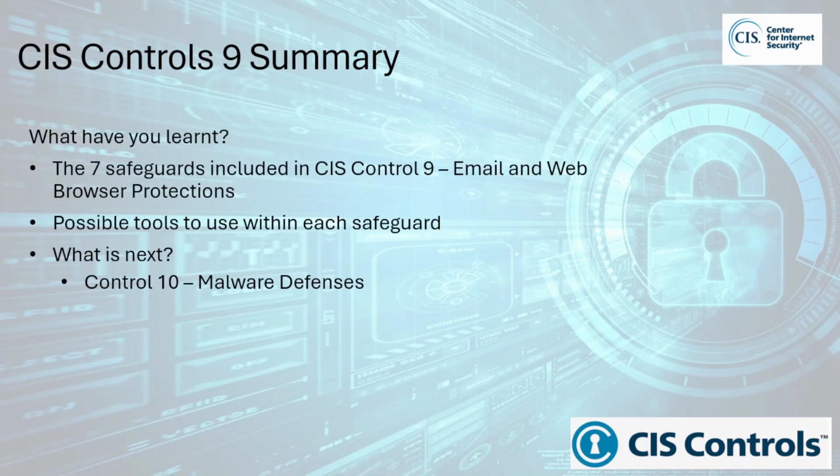In this lesson you have learned the 7 safeguards included in CIS Control 9, Email and Web Browser Protections, the implementation group of each safeguard, and the possible tools to use within each safeguard.